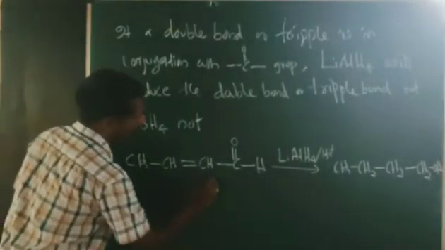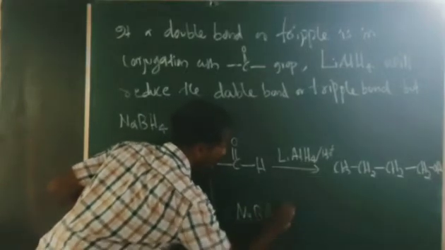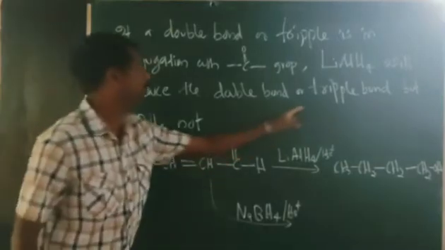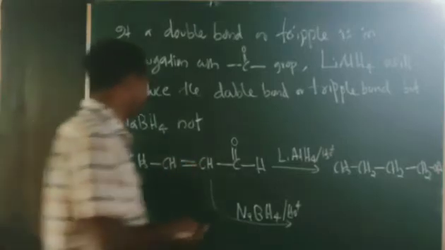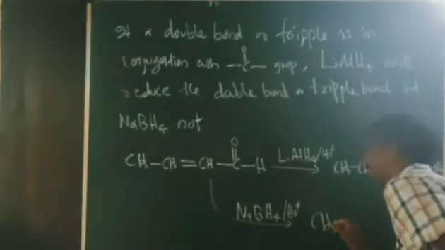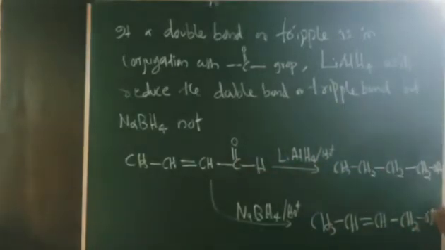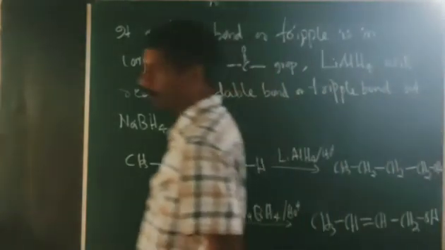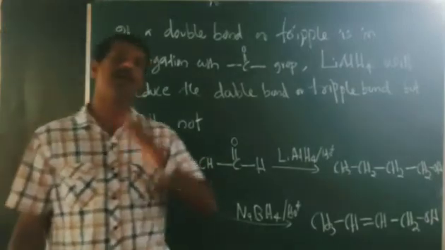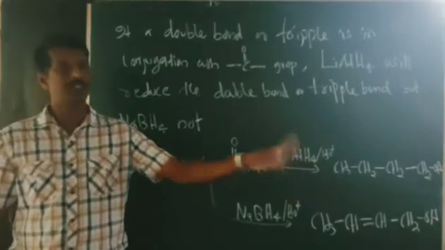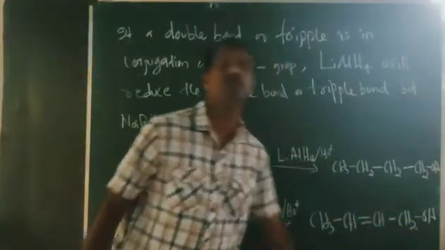Now take the same compound and reduce it with NaBH4, sodium borohydride, and H3O+. It won't reduce the double bond or triple bond present in the compound; it reduces only the CO group. So you get CH3, CH double bond CH, and only the CHO group is converted to CH2OH. Remember this point: when a double bond or triple bond is in conjugation with the CO group, LiAlH4 reduces the double bond as well as the CO group, but NaBH4 reduces only the CO group, the CHO converted to CH2OH. Clear?